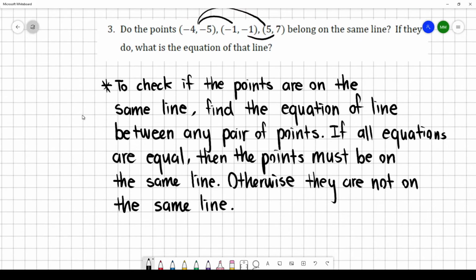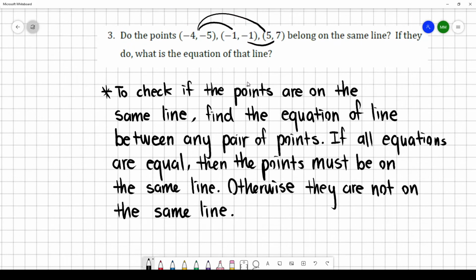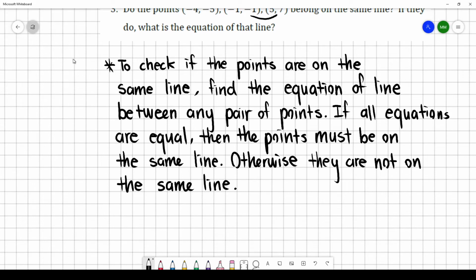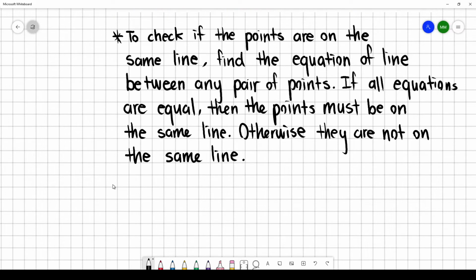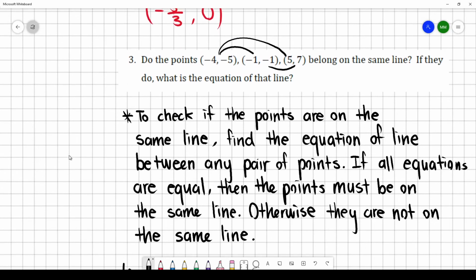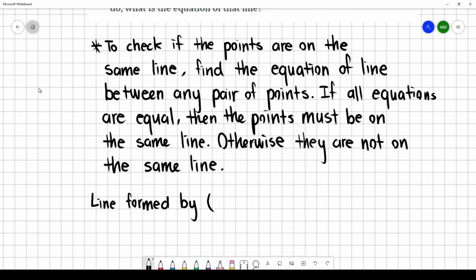So let's go check. First, let's check these 2 points. How do you find the equation between any 2 points? You need to use point-slope form. So the line formed by the first pair that we can check is (-4, -5) and (-1, -1).